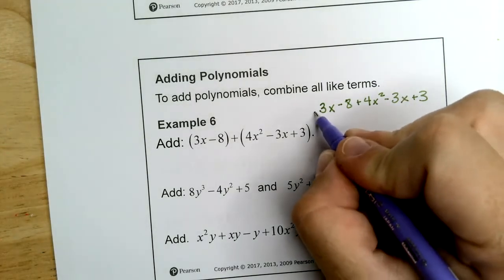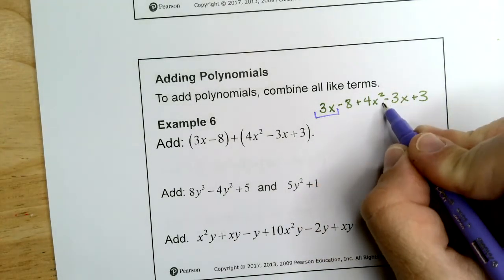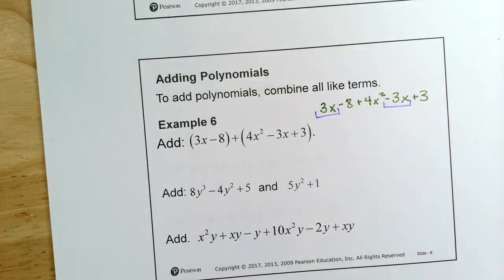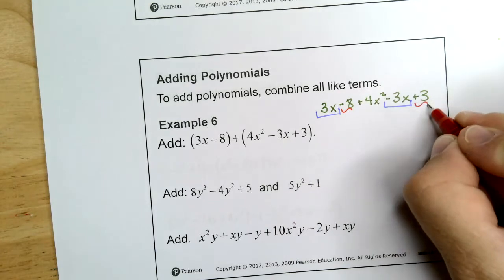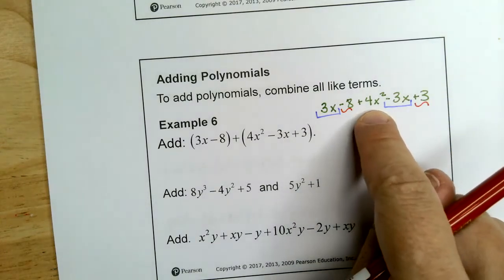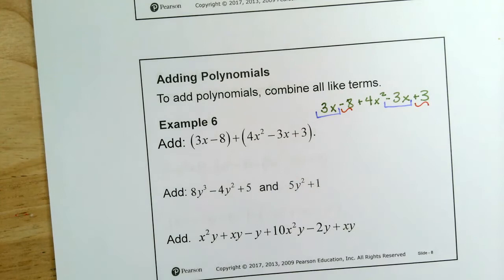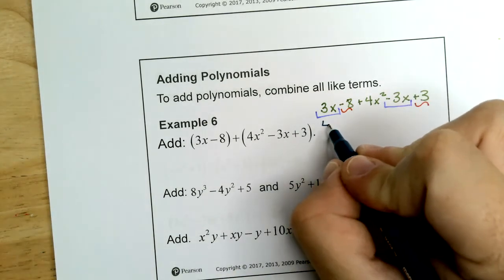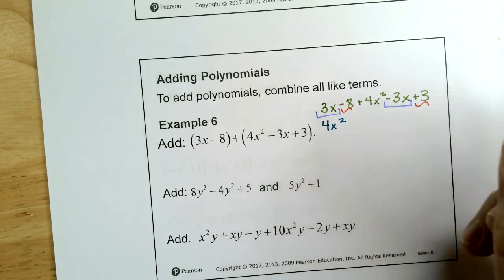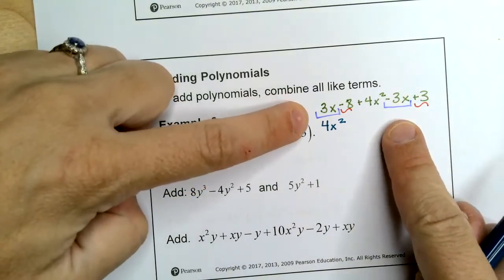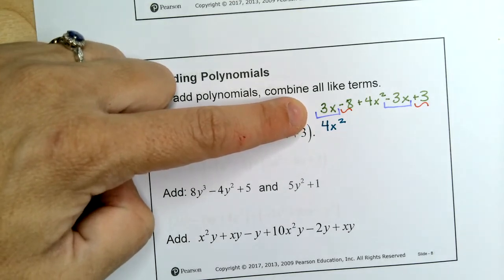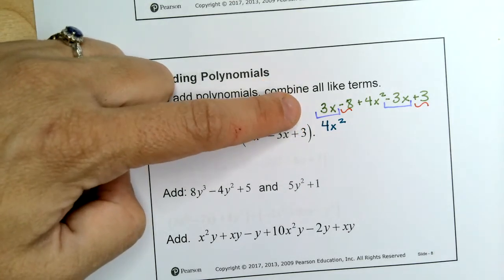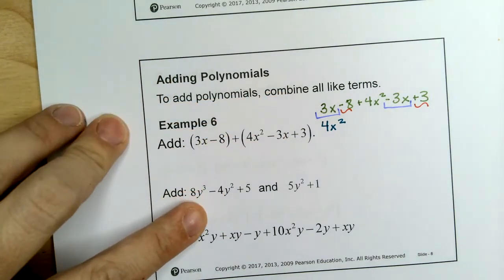We have a 3x and a negative 3x. Interesting. We have a negative 8 and a positive 3, and then we just have that 4x squared. It's alone. It's the only one. So if we were to rewrite this, we would say 4x squared. Let's look at the purple ones. 3x minus 3x cancels itself out, right? Oh, but here, I'll just rewrite it in order.